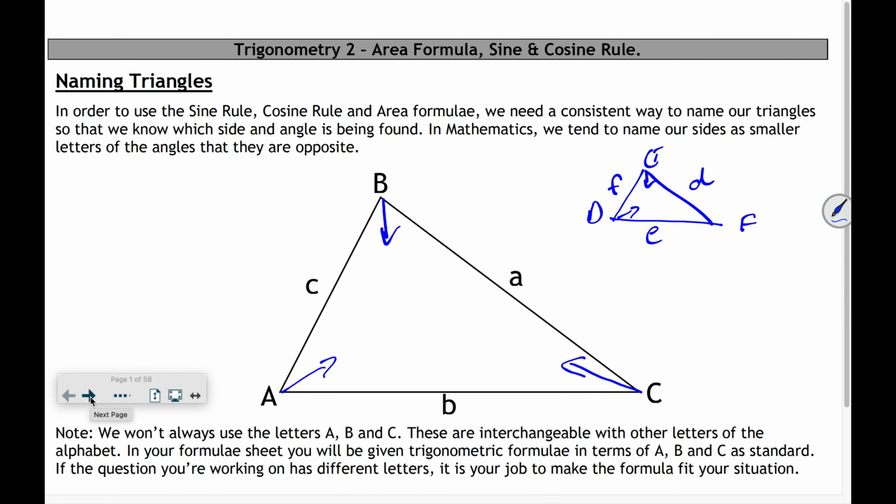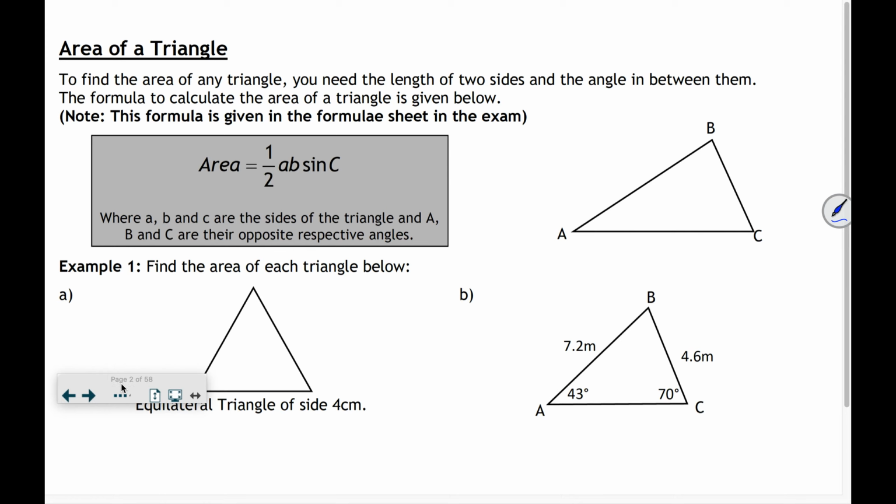It's assumed that all the trig knowledge you have until now has been remembered. For this we're going to use our knowledge of solving trig equations, especially when it comes to finding out the sizes of angles. Everything you know about trig just now still has to come into play. So the first thing we're going to do in this topic is look at the area of a triangle.